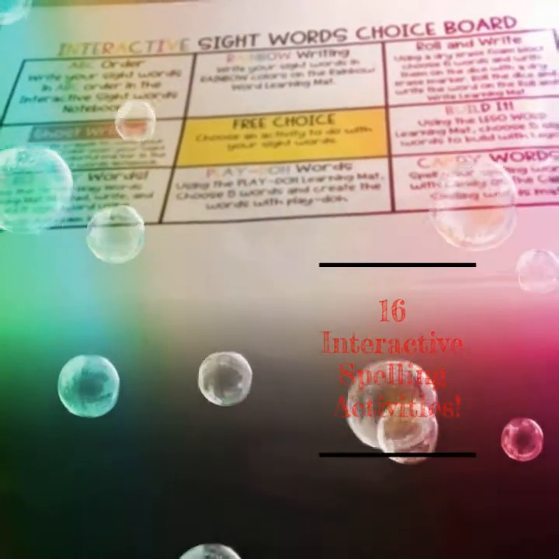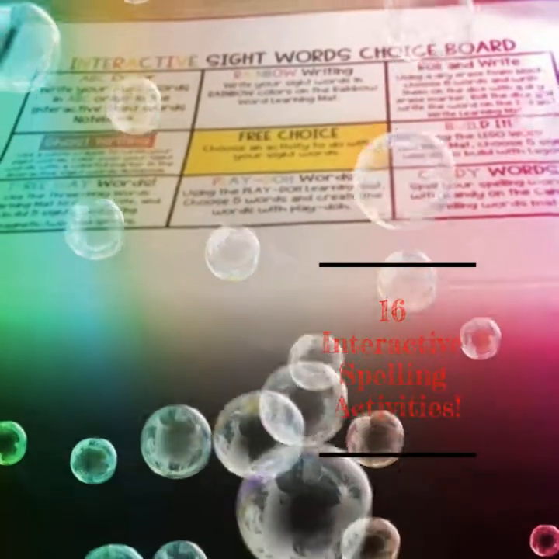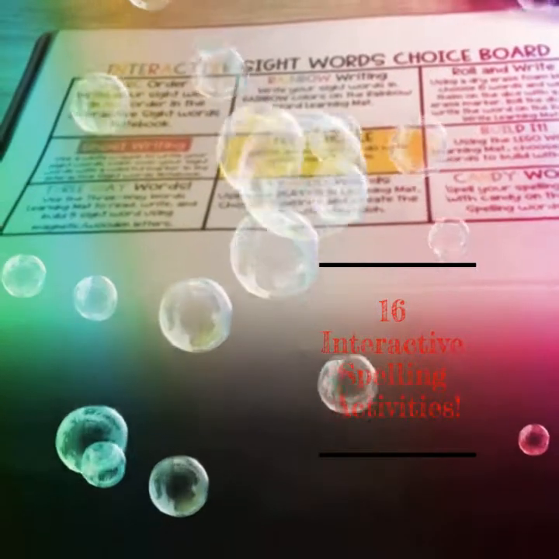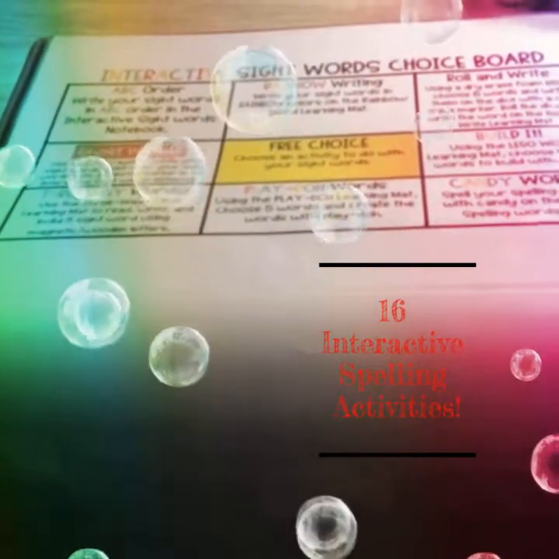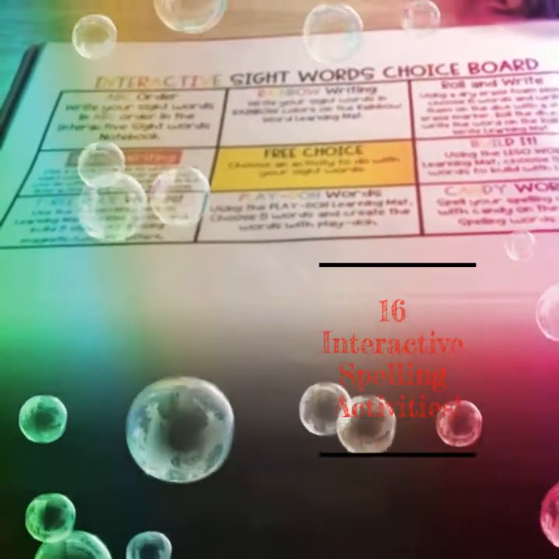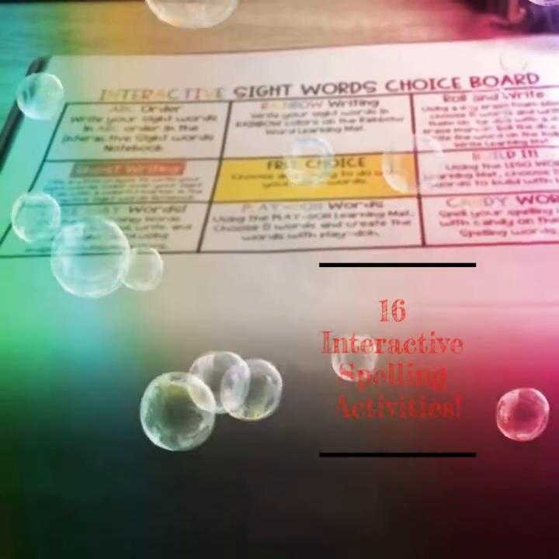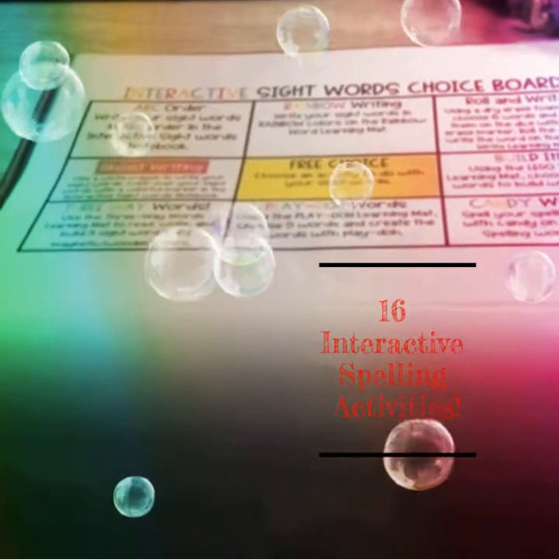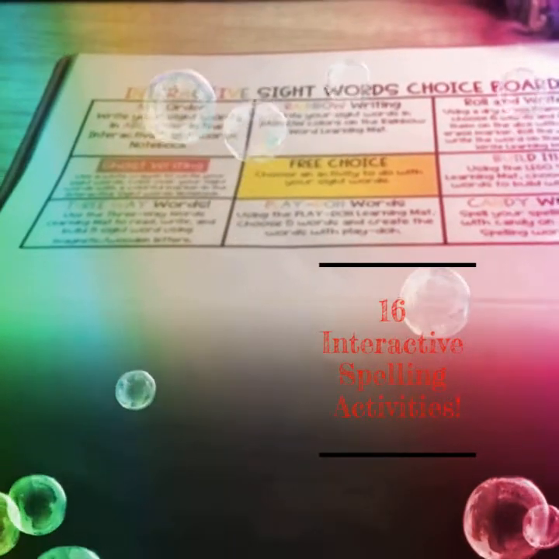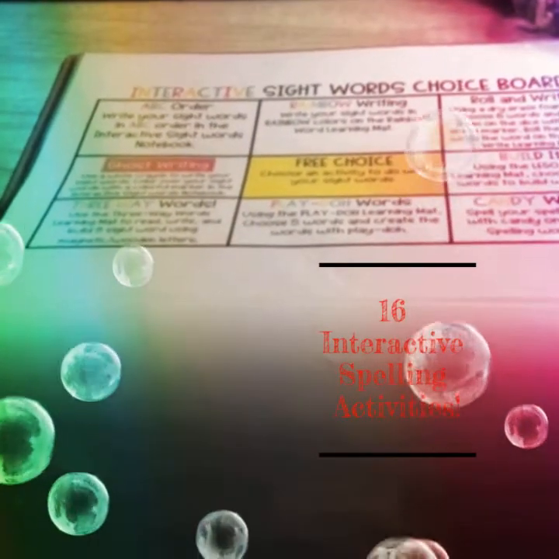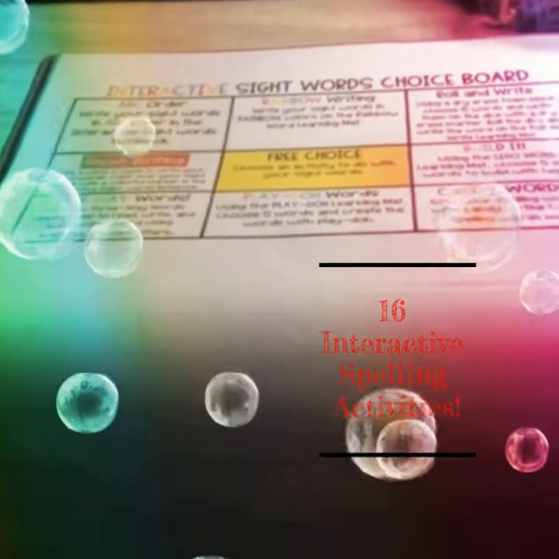So the interactive sight word choice board activities kit comes with about 16 activities that you can do with your spelling words. Depending on what grade level you're in determines how many activities you get. So if you're in second and third, you have a little bit more, and then fourth and fifth focuses on vocabulary, so they have a little bit more activities as well. But for this video, we're going to focus on the 16 activities that you can do with your student.